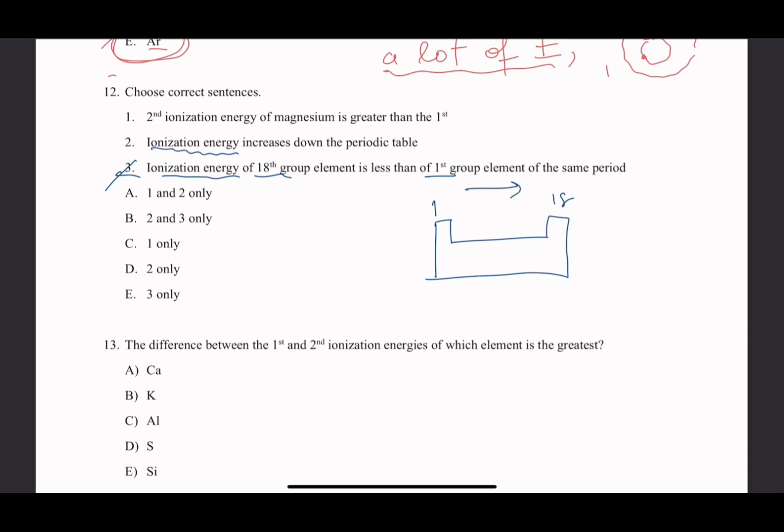Ionization energy in the second one, it says that it increases down the periodic table. It's not right because we said that as you go up, it increases. So this is incorrect as well.